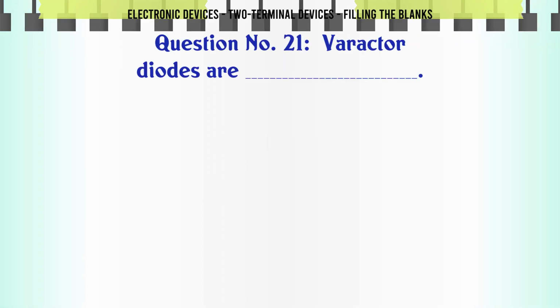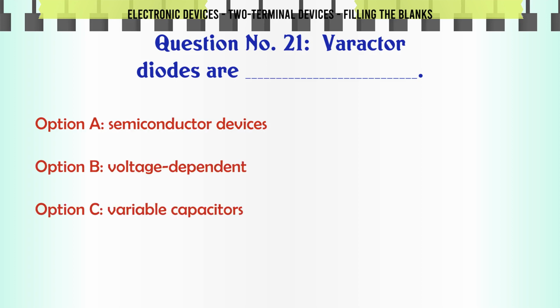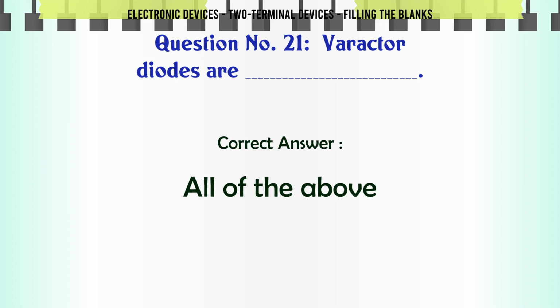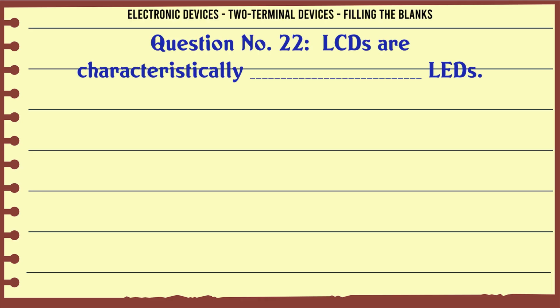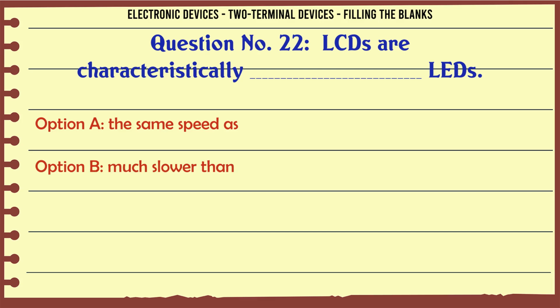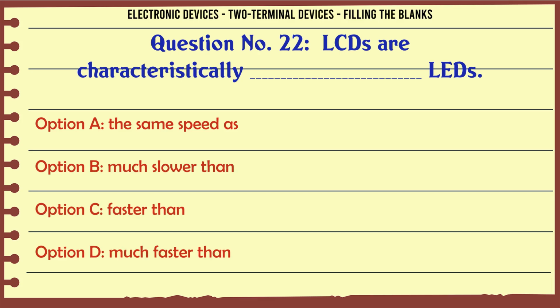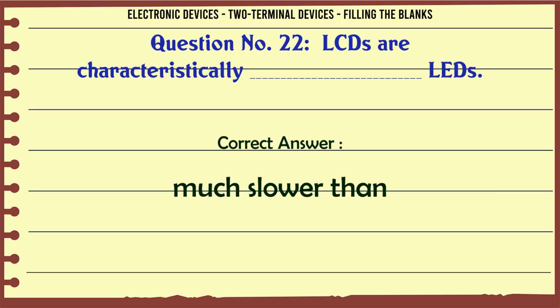Varactor diodes are: A, semiconductor devices; B, voltage dependent; C, variable capacitors; D, all of the above. The correct answer is all of the above. LCDs are characteristically ___ LEDs. A, the same speed as; B, much slower than; C, faster than; D, much faster than. The correct answer is much slower than.